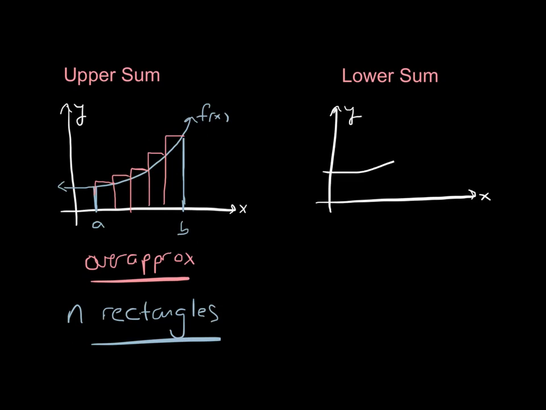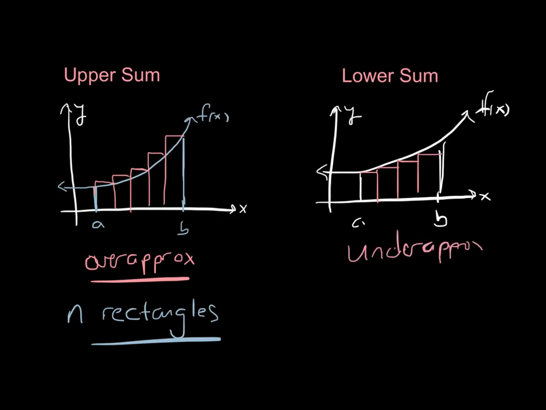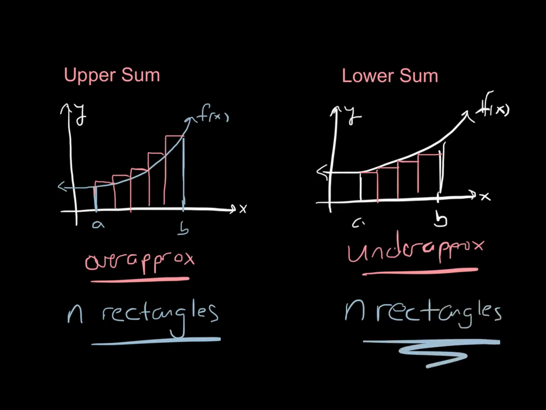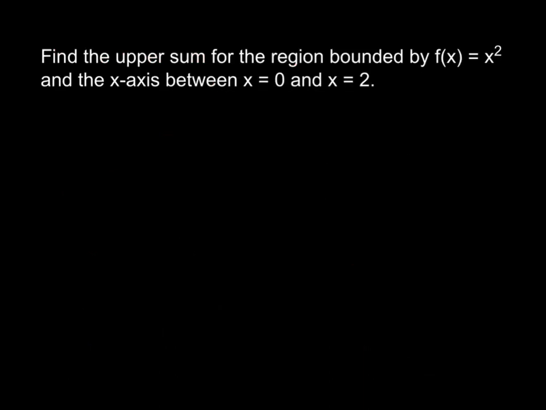if we take a look at, here's a function f of x. We just look at the area from a to b, and draw in some rectangles that under approximate the area, we can find a formula that will under approximate the area using n rectangles.